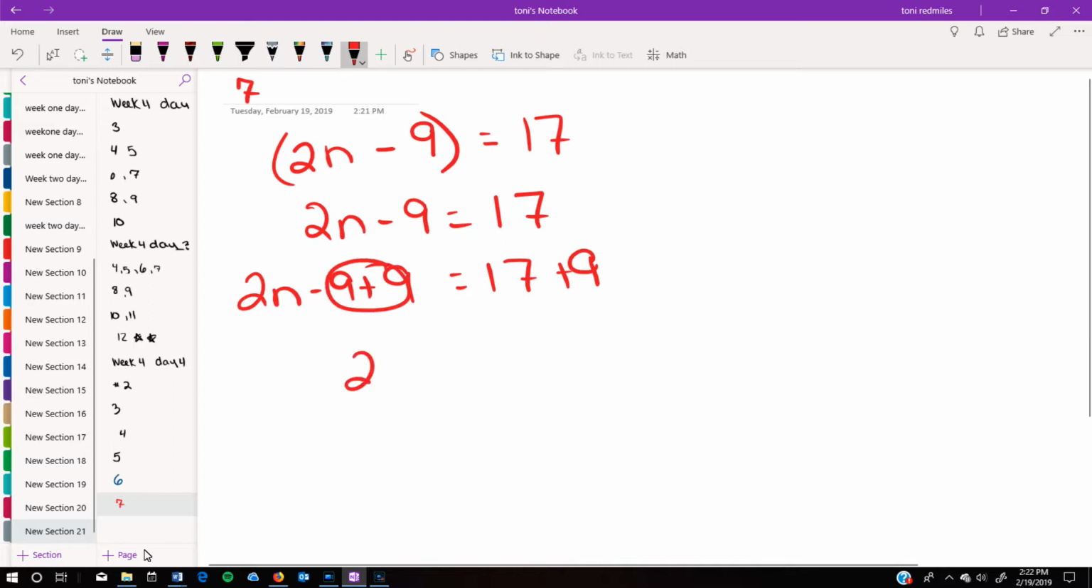The 9 is being subtracted from the 2n, so I have to add it to both sides. That is 2n equals 26. Divide both sides by 2. n equals 13.